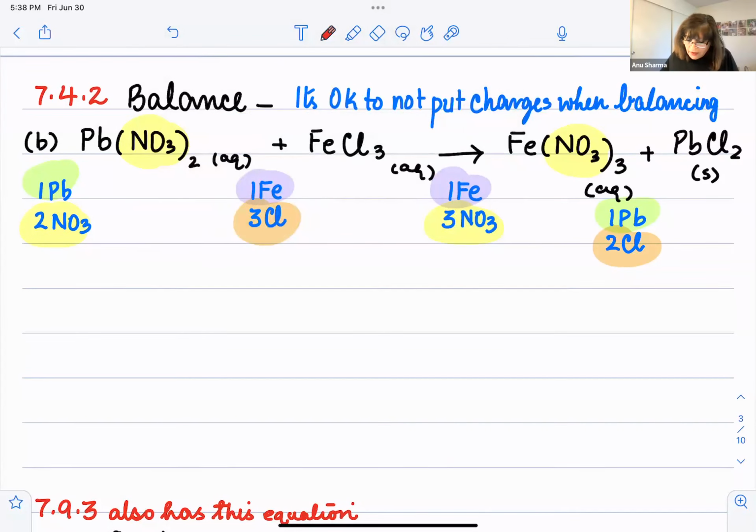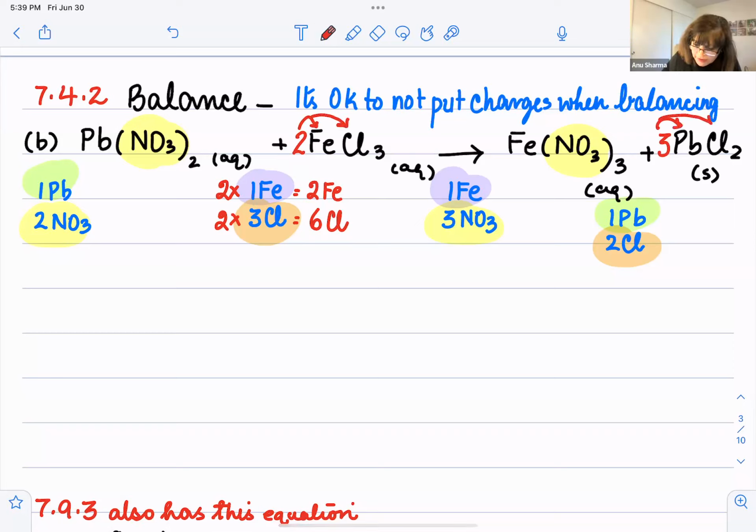So what do we do? Okay, so we have 2 nitrates on one side, we have 3 nitrates on the other. So we'll have to look for the common multiples, and then the chlorines are also 3 and 2. So we have to look for common multiples here. So if you put 2 here, so 2 times iron and 2 times chlorine, and we will have to go back and forth if we need to. So this makes it 2 irons and this makes it 6 chlorines. So how can you make the 6 chlorines on the other side? You're going to put 3 here. So this 3, remember, applies to iron, this applies to chlorine. Similarly, this coefficient applies to iron, this applies to chlorine.